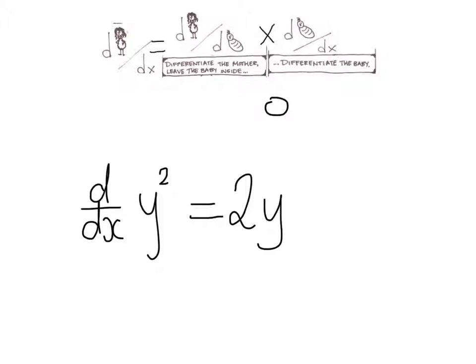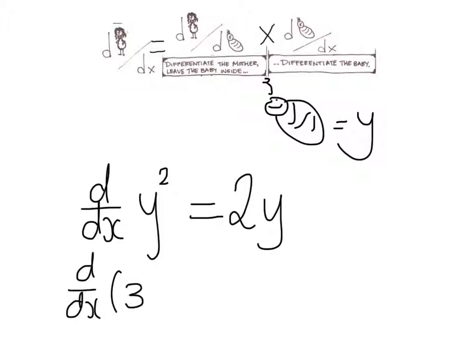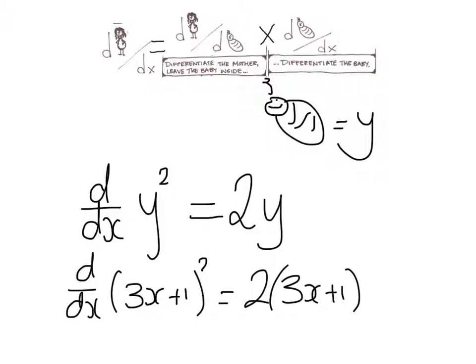The baby is, here he is. Oh, that's a brilliant baby. Equals y. The baby is y. So how are we supposed to differentiate y with respect to x when we don't know what y is? It's not like I'm doing d by dx of like 3x plus 1 squared, and then I could do two lots of, there's the mother function with the baby still inside, and then we multiply by the derivative of the baby, which is 3.